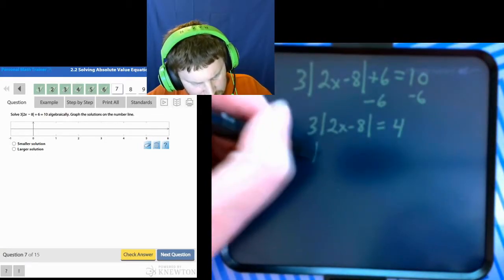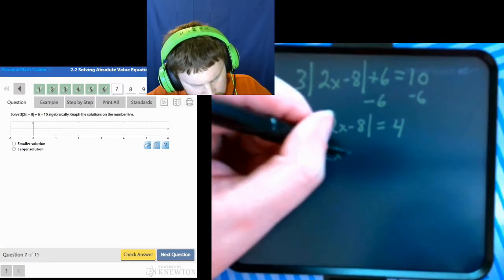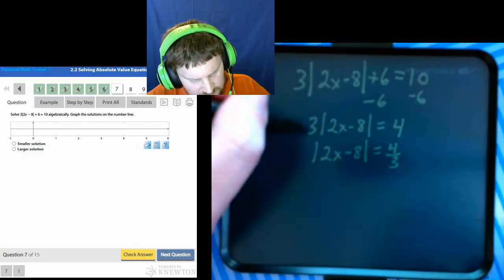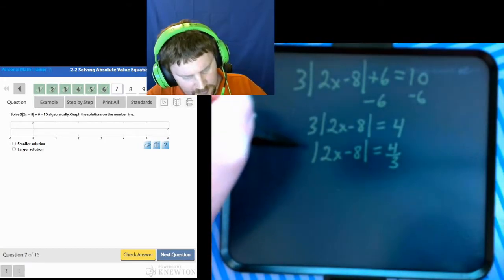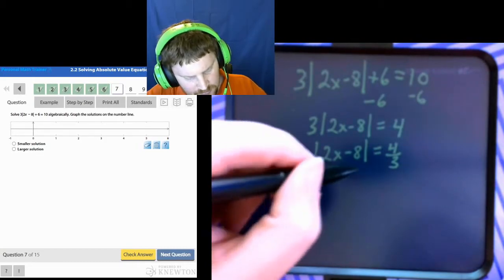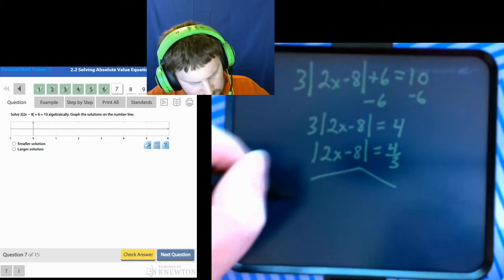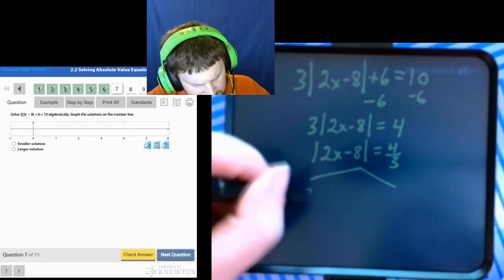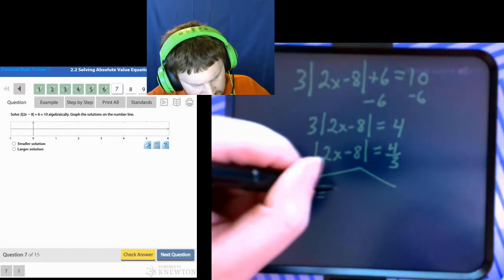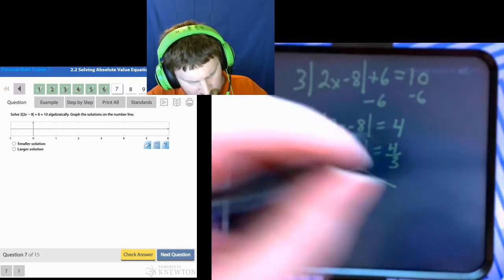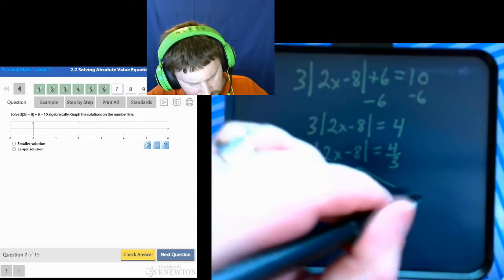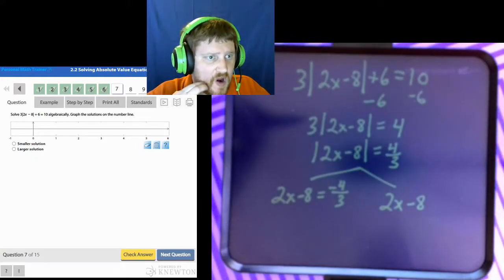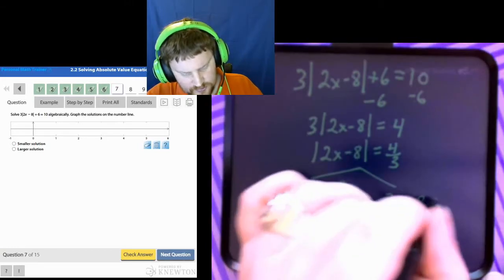Divide each side by 3, we get 2x minus 8 equals 4 over 3. Divided by 3 because that's what we were multiplying by over here. Now we can split into 2 halves. This is 2x minus 8 equals negative 4/3. And this is 2x minus 8 equals 4/3.